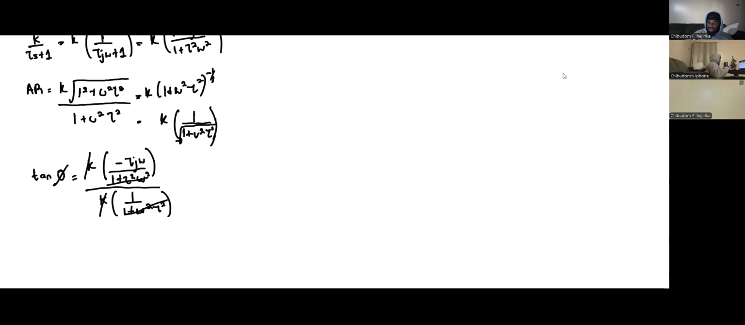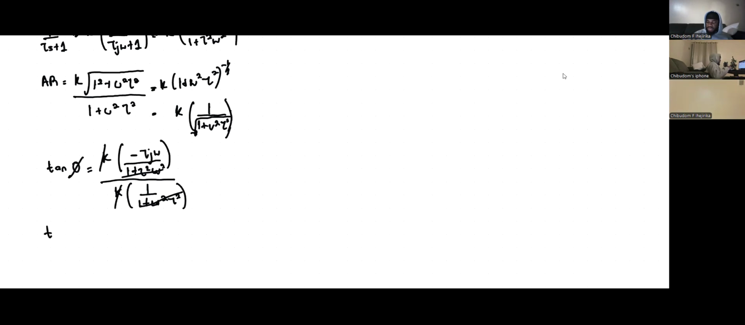So that's not meant to be one. So now we're going to do, just going, these two are going to, so it's just going to be tan phase equals minus tau w. I don't know why this j is there. The j is not meant to be there.